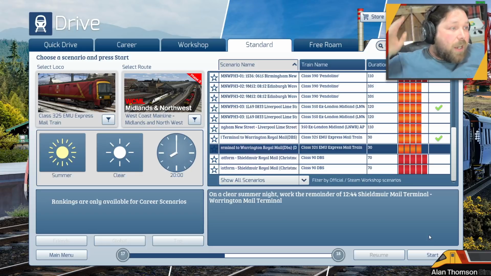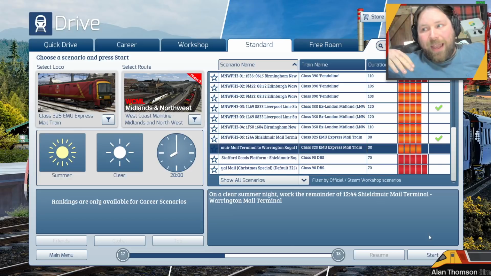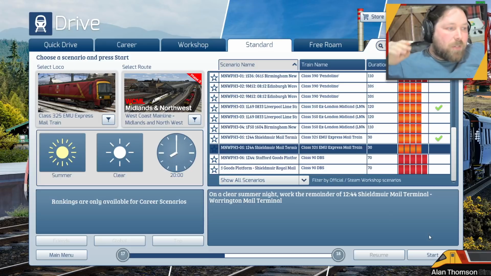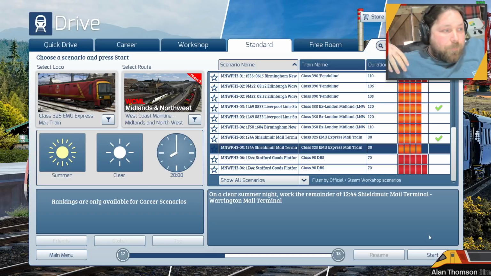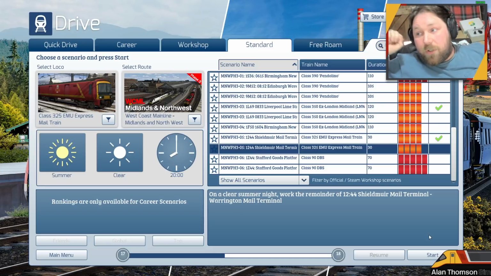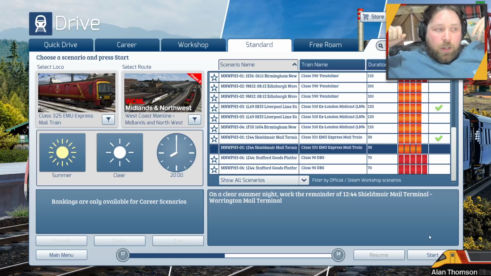I have picked the ATS, the Alan Thomson Sim West Coast Mainline Midlands and North West route. Again, it's one of those routes that is inherently slow to load because it's big. Lots of different assets in it from different packs, so we're going to test it.